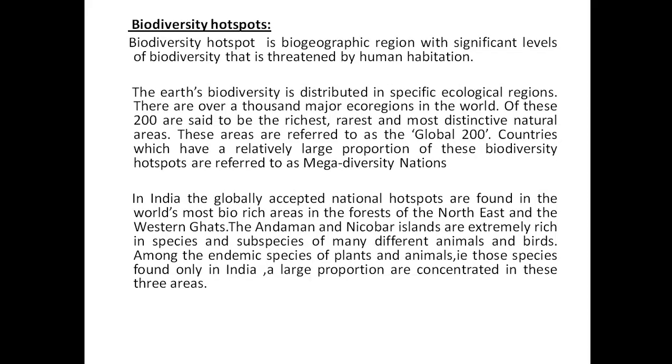That means Global 200 are areas with the richest and rarest varieties of plants and animals. And when a country has a large number of biodiversity hotspots, that country is known as a mega diversity nation. India is one mega diversity nation. So when we talk about India, the bio-rich regions include the northeast forests, Western Ghats, and the Andaman and Nicobar Islands.